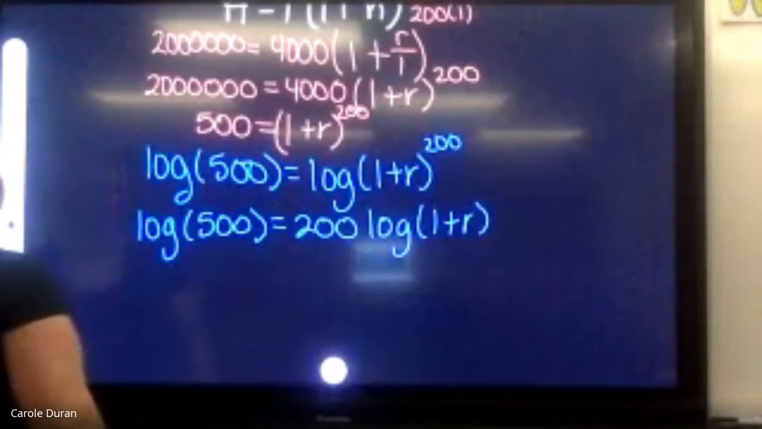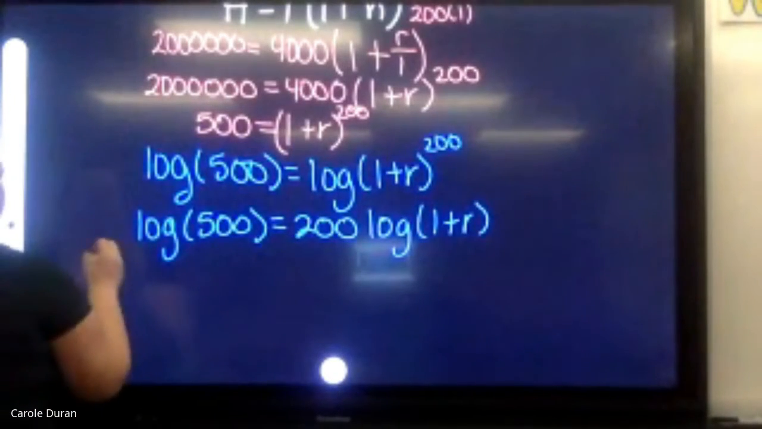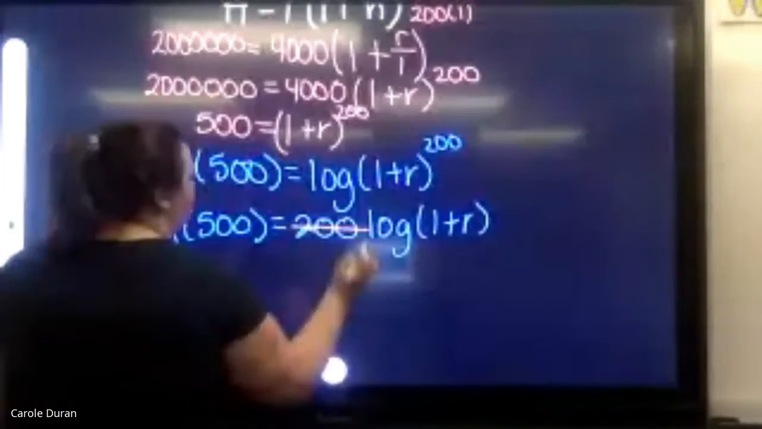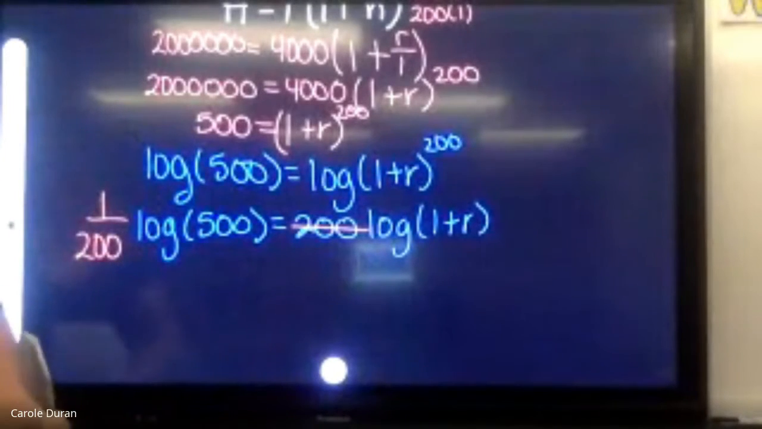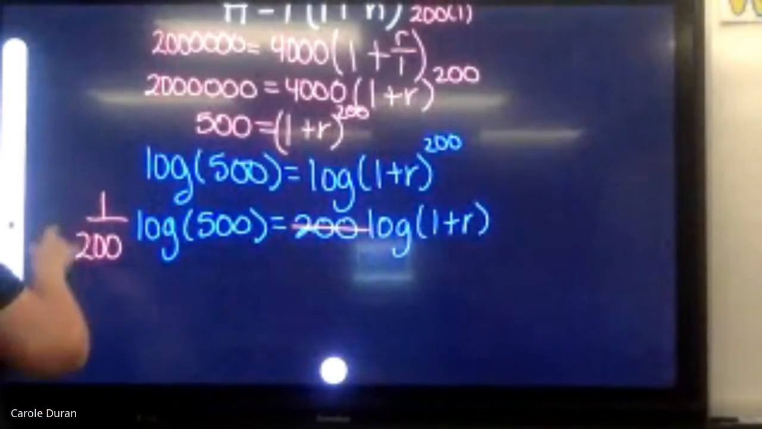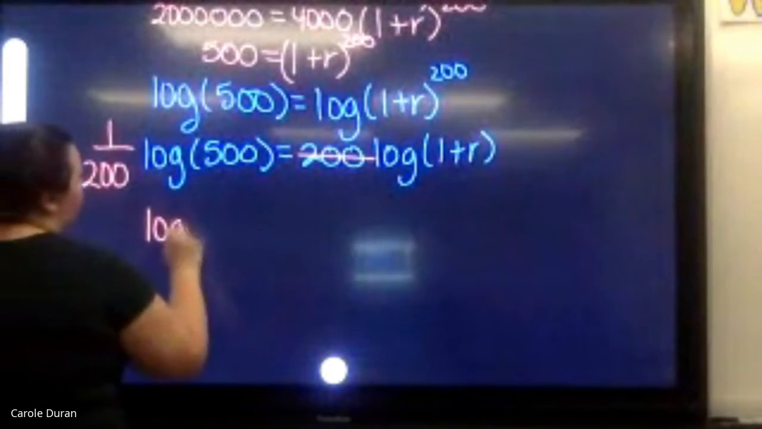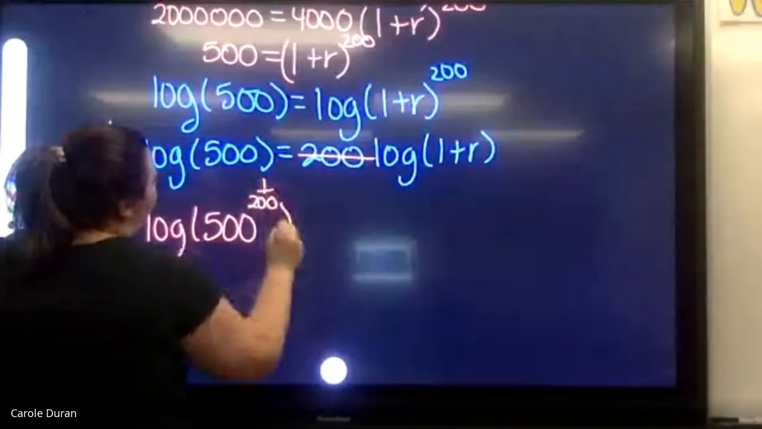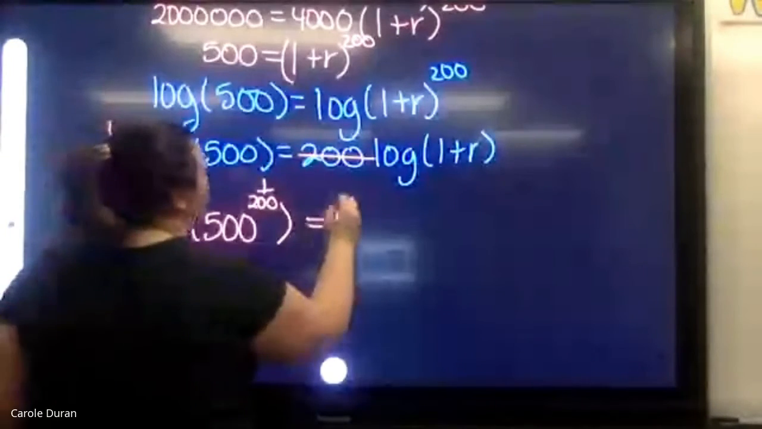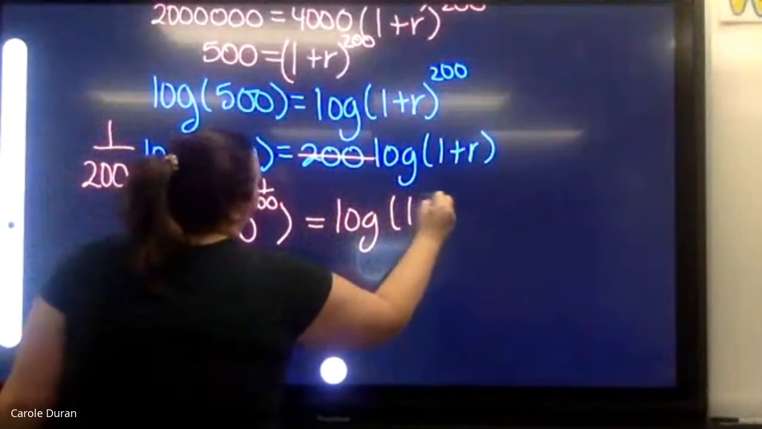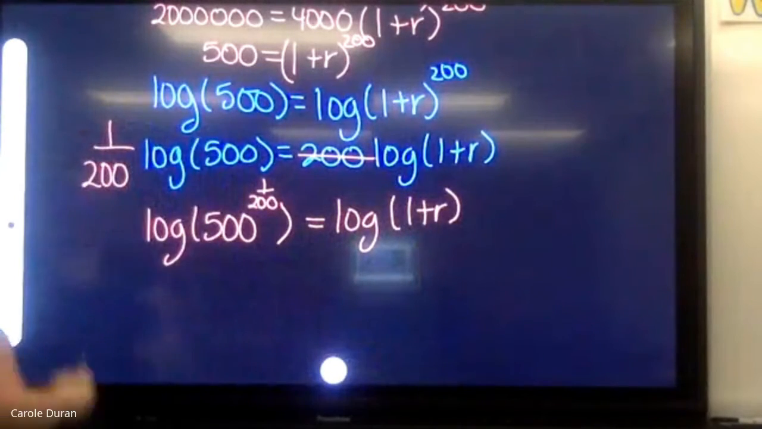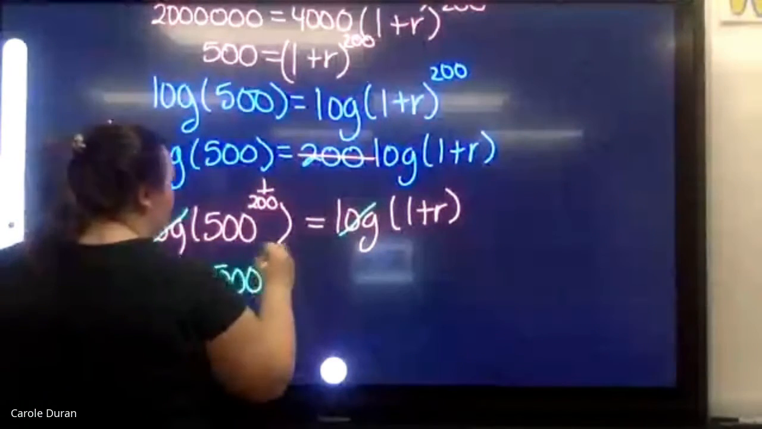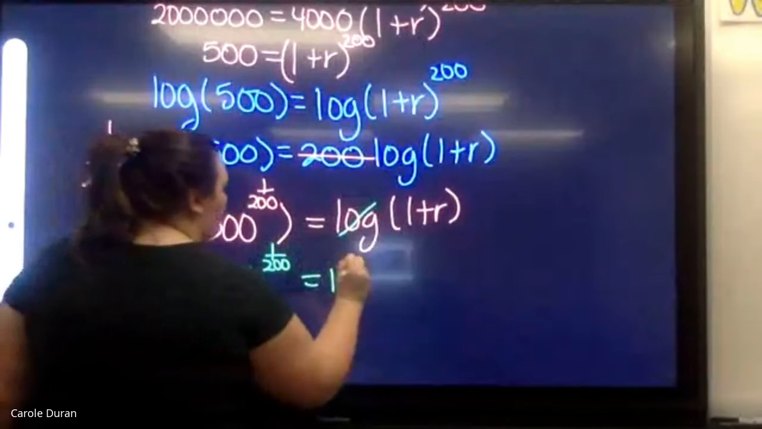I'm going to divide each side by 200, which is the same as multiplying by 1 over 200. Any number in front of a logarithm was originally an exponent, which means that this can be rewritten as log of 500 to the 1 over 200 power, which just means I'm taking the 200th root of 500, equals log of 1 plus R. I now have a log on both sides with the same base, so they cancel. And I'm left with 500 to the 1 over 200 equals 1 plus R.